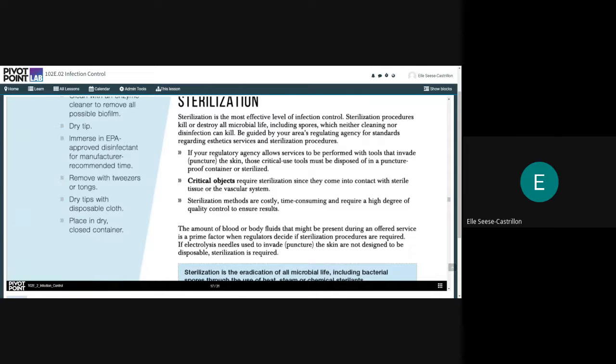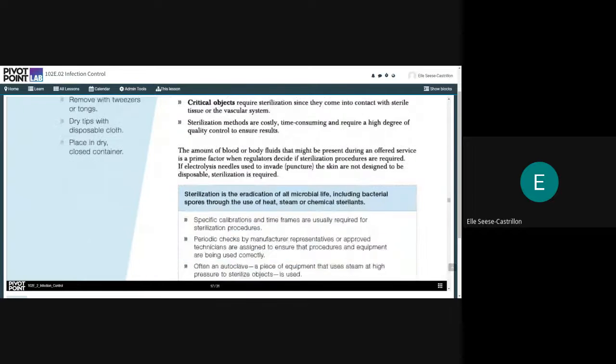Sterilization methods are costly, time consuming, and they do require a high degree of quality control to ensure results. The amount of blood or bodily fluids that might be present during an offered service is a prime factor when regulations decide if sterilization procedures are required. If electrolysis needles are used to invade or puncture the skin, they are not designed to be disposable. Sterilization is required.